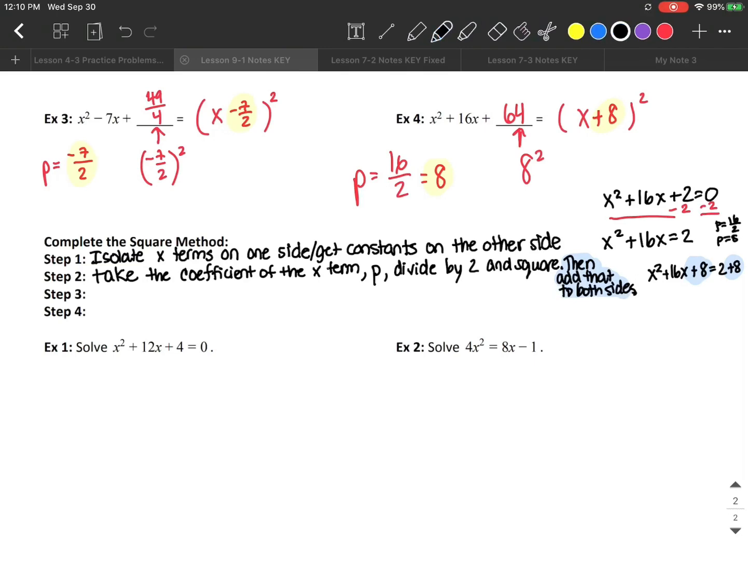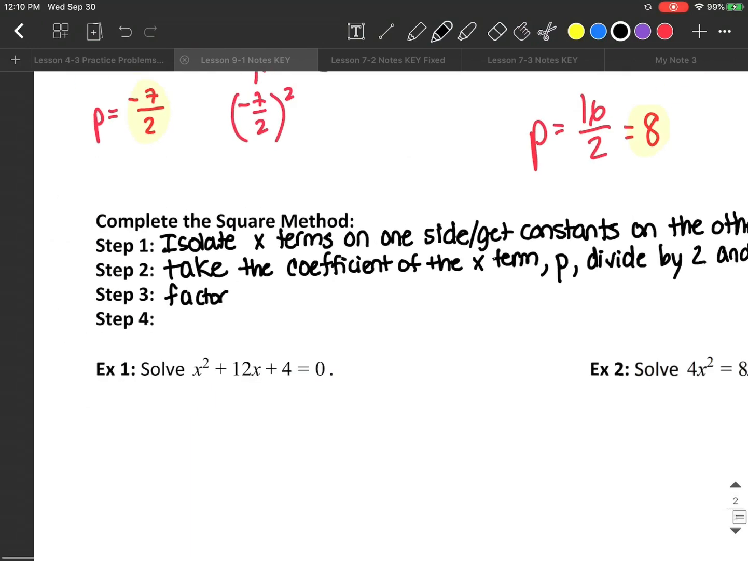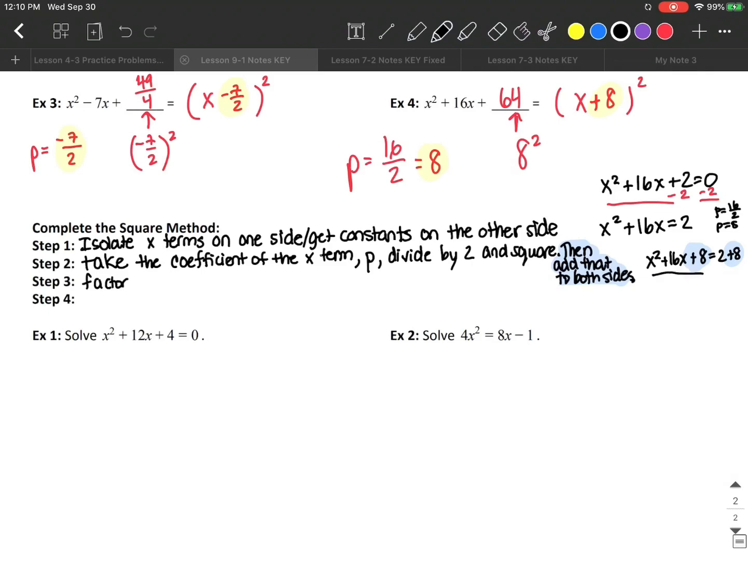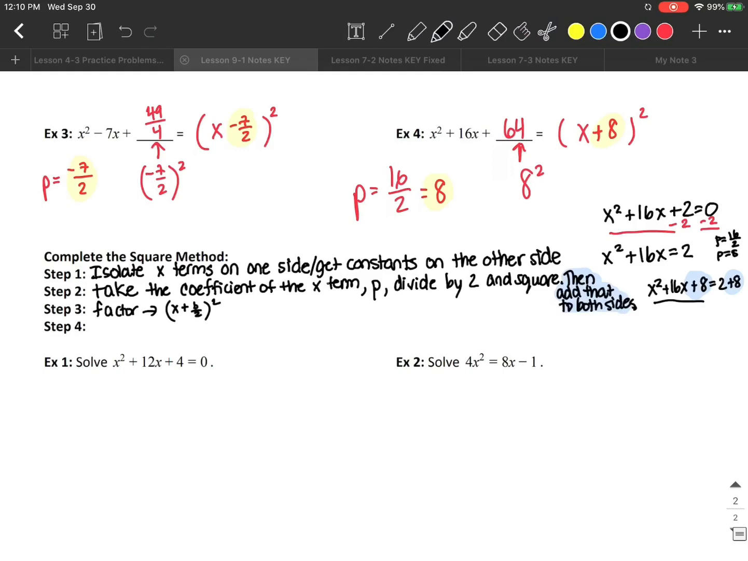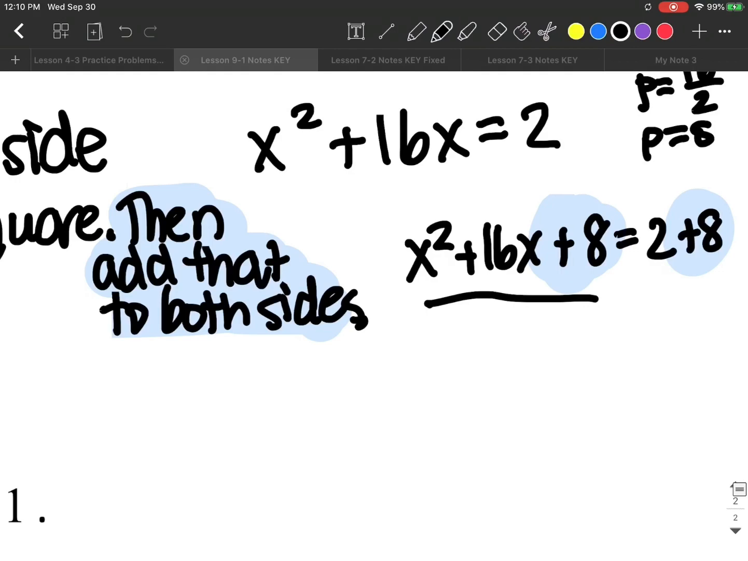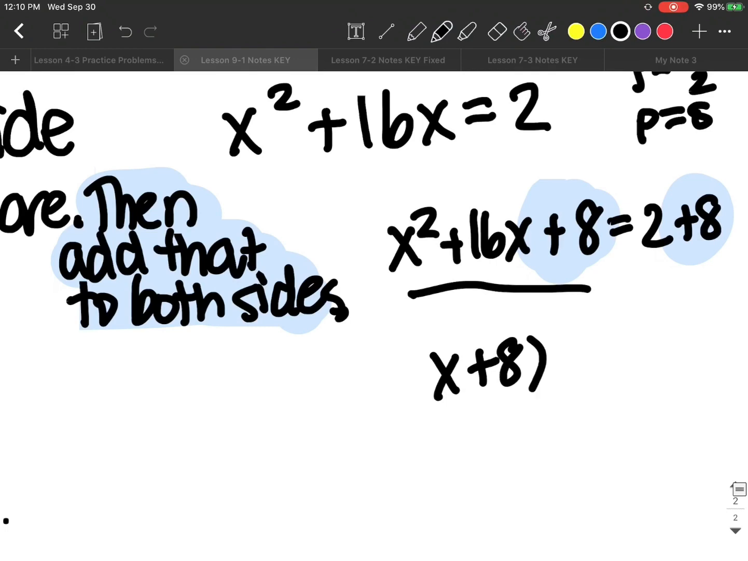All right, step 3 is to factor this expression that I got on the left. So to factor that expression, I'm going to have x plus p over 2 squared. If I wanted to factor the left-hand side here, I know it's x plus 8 squared. It's x plus 8 squared is equal to, on the right-hand side, I have 10.